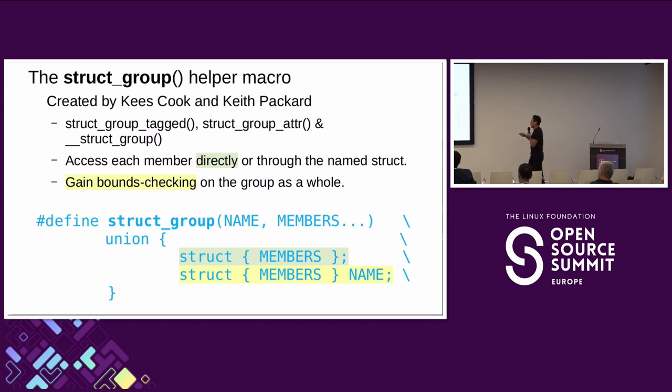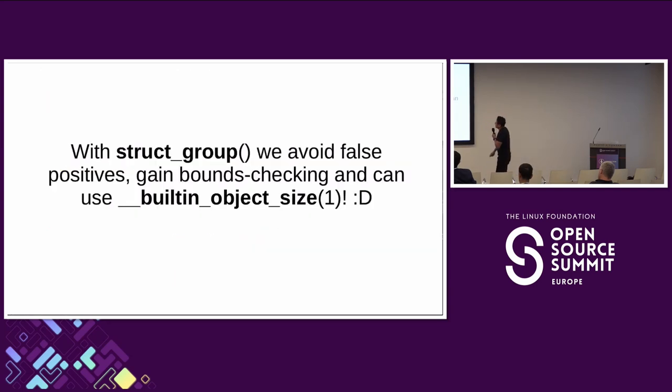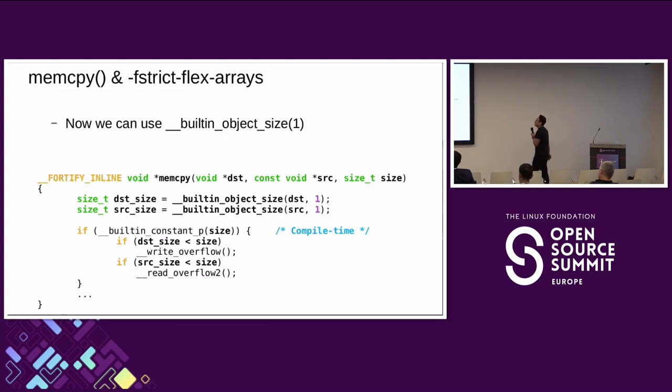So this actually was the solution for the multiple false positives we had when we started to use __builtin_object_size in mode 1 in memcpy. So this was the solution. With struct_group, we avoid all those false positives, and we gain bounds checking on those groups of objects. And yeah, that was great. Okay, so now, again, life is beautiful, right?